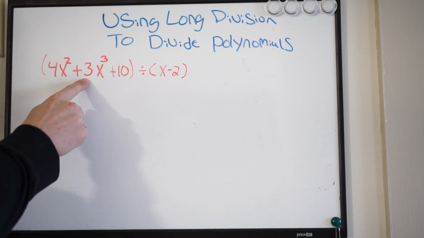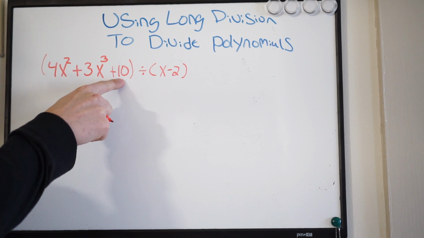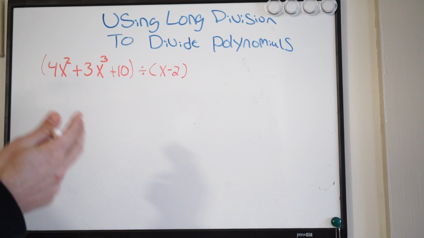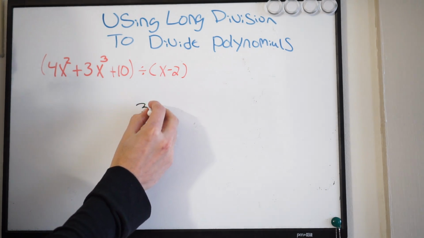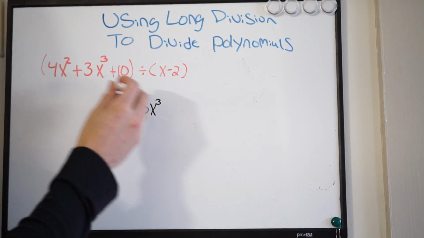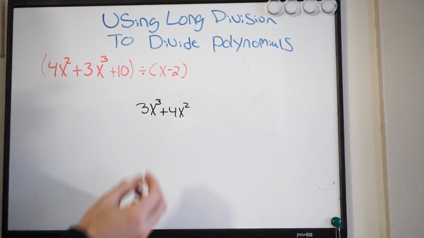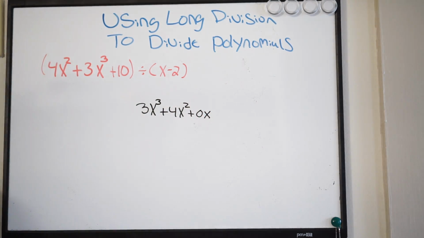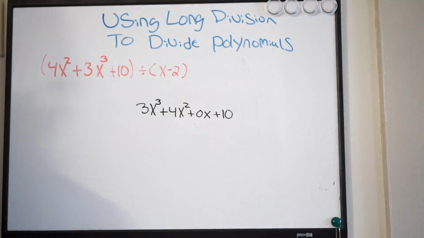Well, if you notice here, we're going from 3x cubed to 4x squared, and then we go right to a constant of 10. We're skipping that x term. So that x term has a 0, and we need to include that when we rewrite this. So for example, we're simply just going to have 3x cubed now plus 4x squared. And now we're going to write plus 0x. We have to include that. Remember skipping it, and then plus 10.